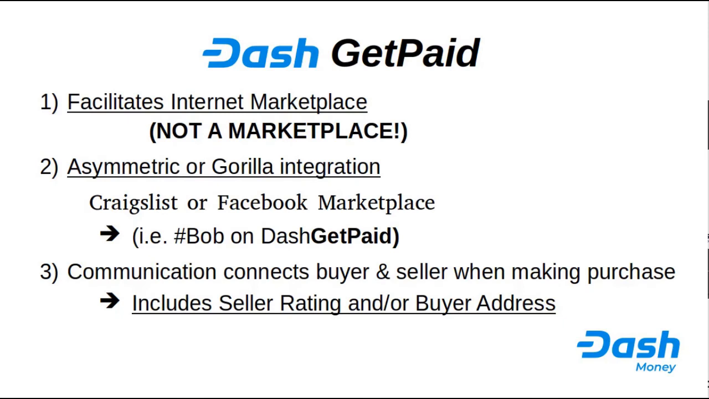So for the Dash Get Paid app, think of it as facilitating an internet marketplace. It is not an internet marketplace. It's just something that connects the seller and the buyer. So think of this as an asymmetric or guerrilla warfare integration. Like on Craigslist or on Facebook Marketplace or something, there might be in the ad description #Bob on Dash Get Paid, and that way you can connect the buyer and seller, but you're not actually building out the whole platform. And then you can include a seller rating on the dApp, and maybe if the product is going to be shipped, they might include the buyer's address.